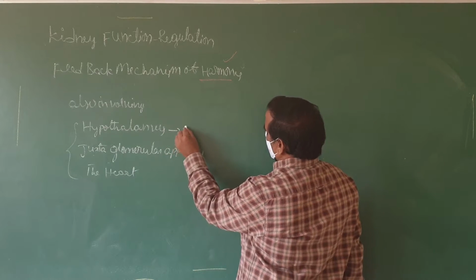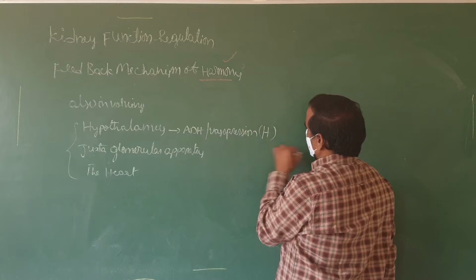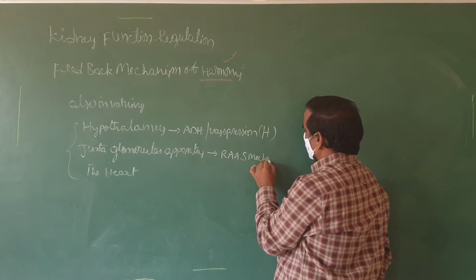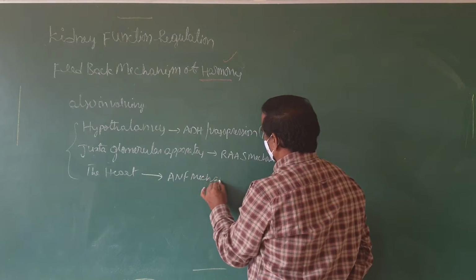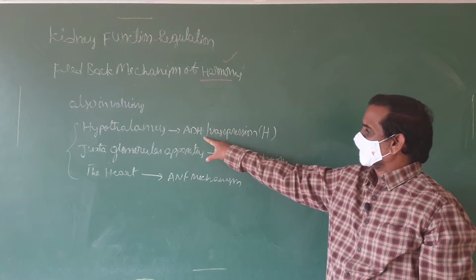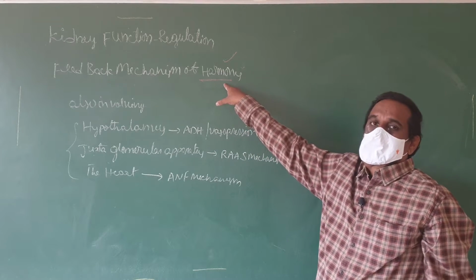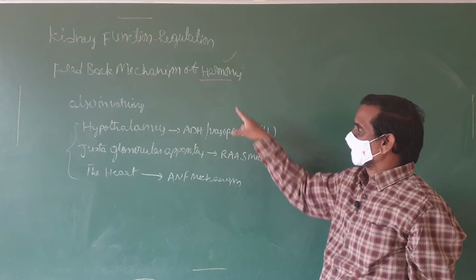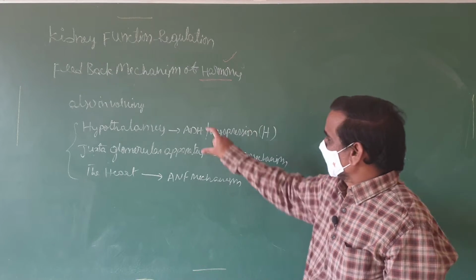From the hypothalamus, ADH, whose other name is vasopressin, is a hormone. From the juxtaglomerular apparatus, the RAS mechanism. From the walls of the heart, the ANF mechanism. These are the processes. Hypothalamus secretes ADH, antidiuretic hormone or vasopressin, and this hormone controls kidney function. Similarly, the RAS mechanism, renin, angiotensin, aldosterone, also controls kidney function, and ANF also controls kidney function. That is why kidney function is mainly controlled by these 3 structures.